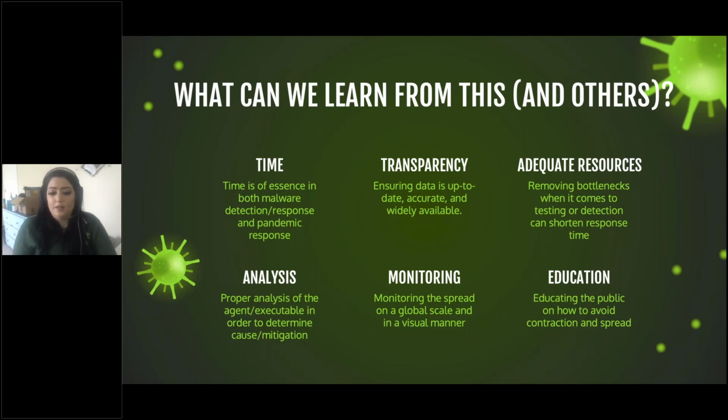Finally, education is paramount. You've seen so many articles and signs and commercials telling people to wash their hands and wear face masks, etc., in order to avoid spread and contraction of this virus. Many security incidents can be avoided by educating the user and making sure they know the risks and how to avoid an infection or a data breach.